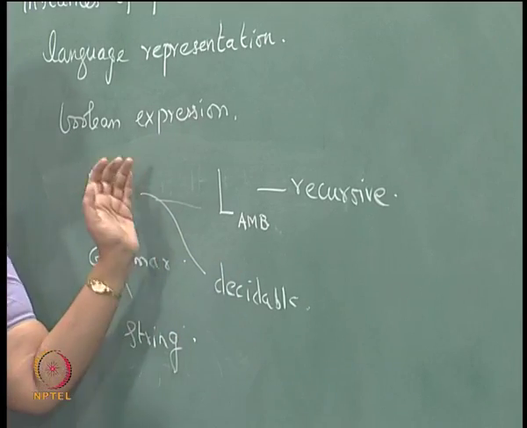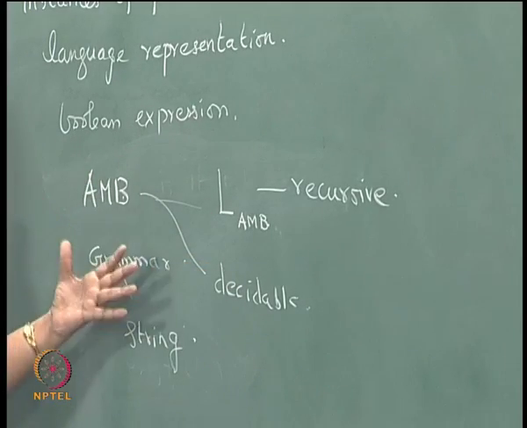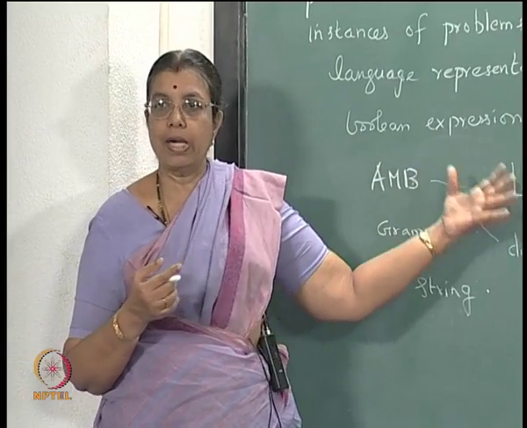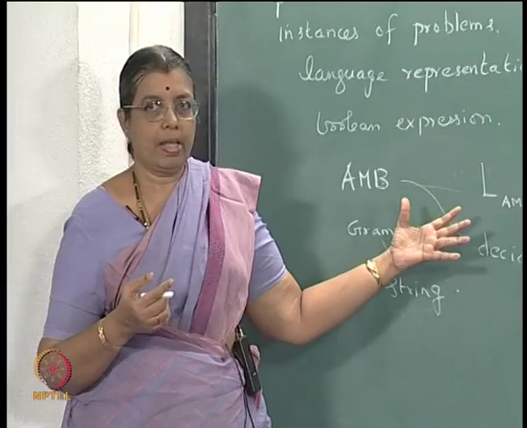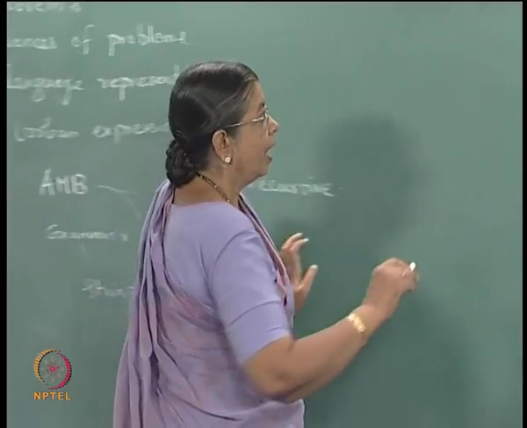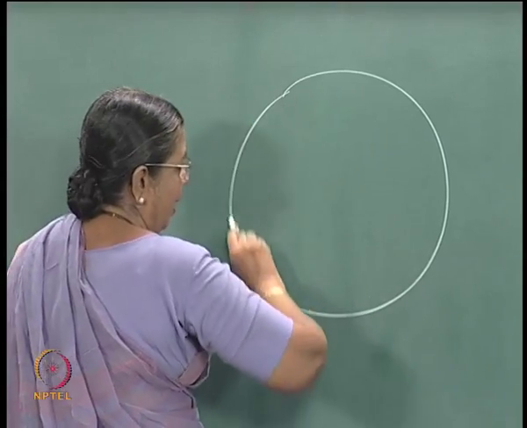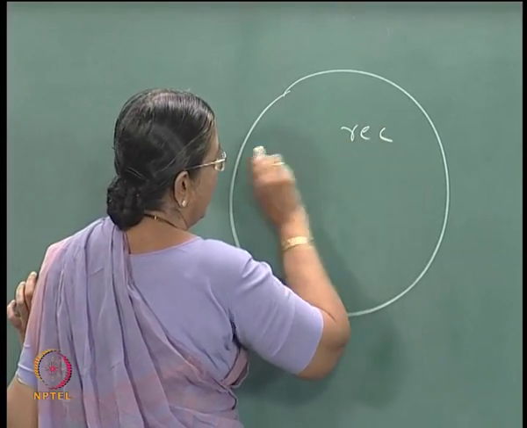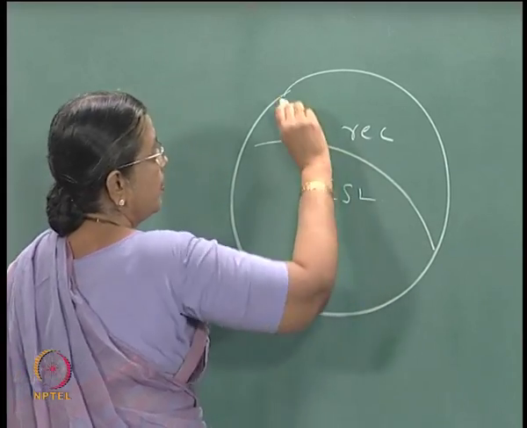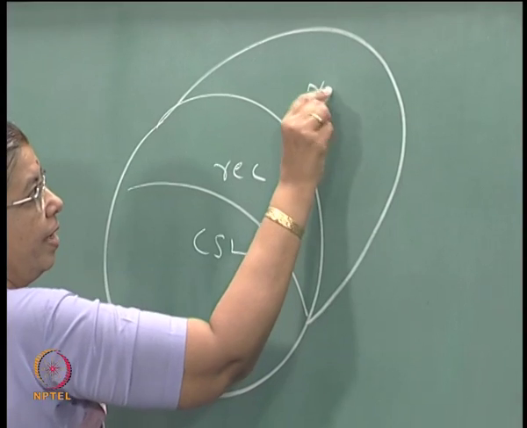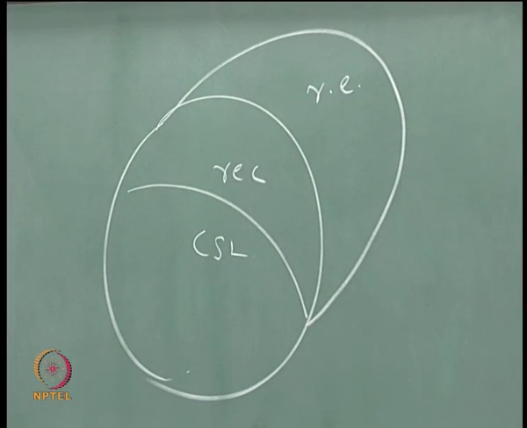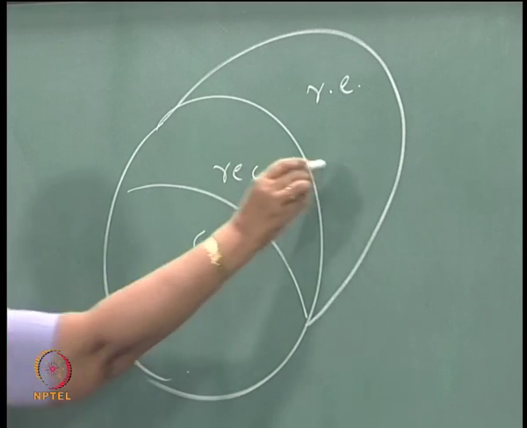You have a problem and a corresponding language representation. The problem is decidable if the corresponding language is recursive, okay, not otherwise. Now, there are two cases when it is undecidable. So, this is recursive, context sensitive will be here, and this is recursively enumerable. This is the hierarchy. So, if a problem is decidable, the corresponding language has to fall within this. Now, if it does not fall within this, it is an undecidable problem. If it is undecidable, it may be here or it may be here.